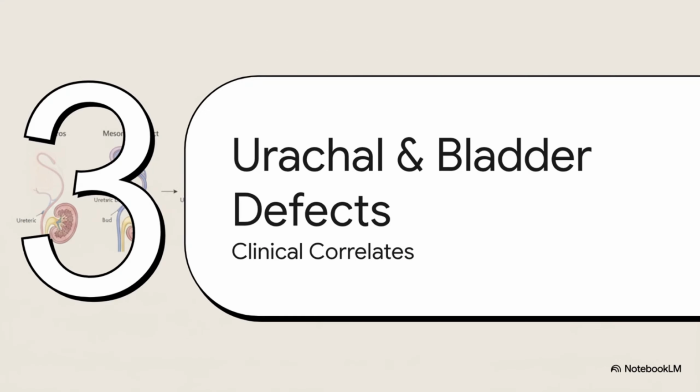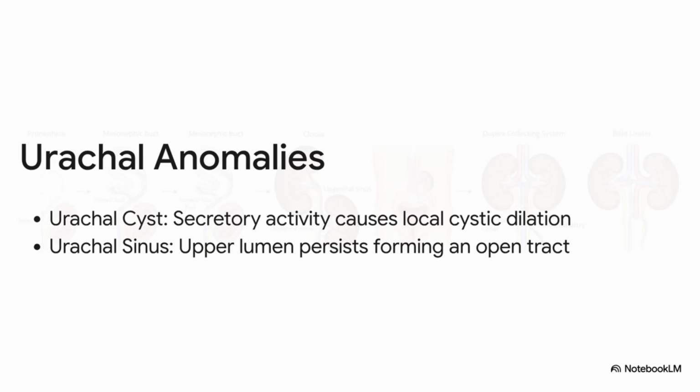Which brings us to Section 6, urinary and bladder defects and their severe clinical correlates. When the beautifully orchestrated steps we just covered fail, we start seeing some pretty significant clinical malformations. Think back to the allantois we talked about earlier. Remember how it's supposed to completely obliterate into a solid cord? Well, if it doesn't, we've got a problem.